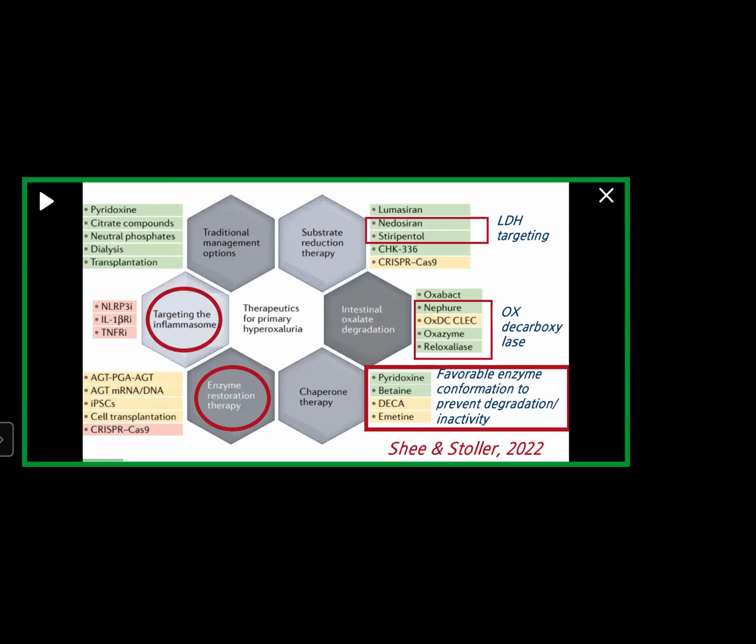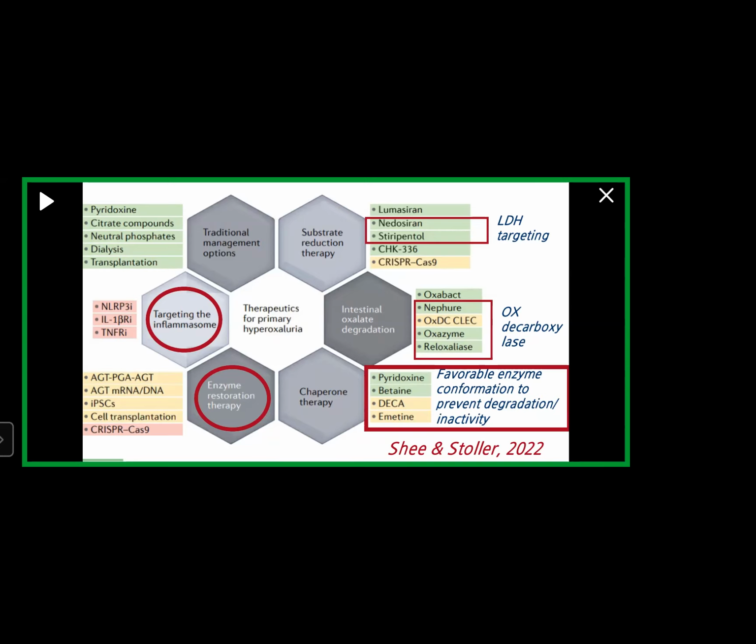And lastly, targeting the inflammation. Remember when we said that oxalate has tubular toxicity and causes inflammation and progression of CKD? Maybe if we target this, we can leave the oxalate high but mitigate its damage. All these are currently experimental approaches.